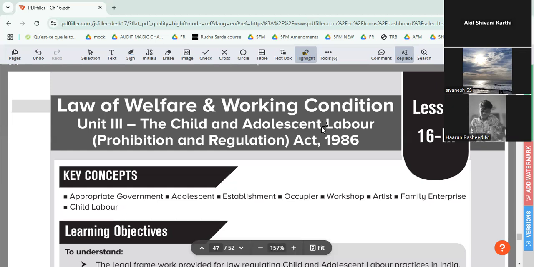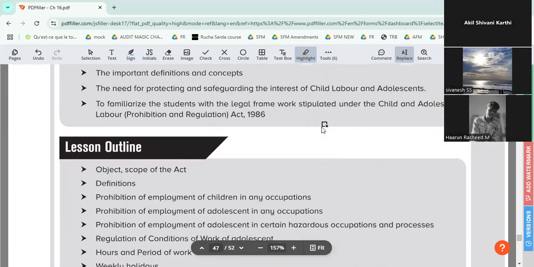So what I thought was we'll start with the easiest and smallest portion of this unit. We are starting with Unit 3, your Child and Adolescent Labor Prohibition and Regulation Act 1986. Okay, ready? Yes, ma'am. All right.